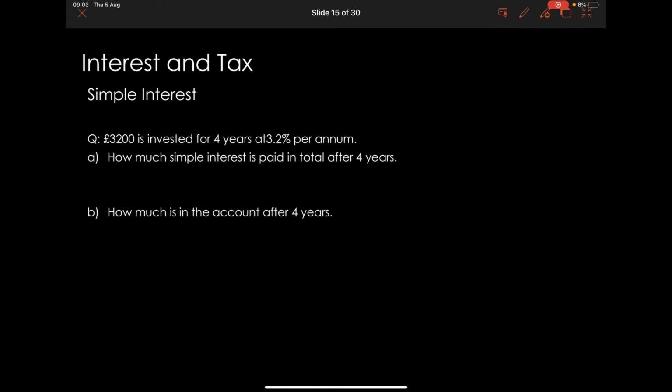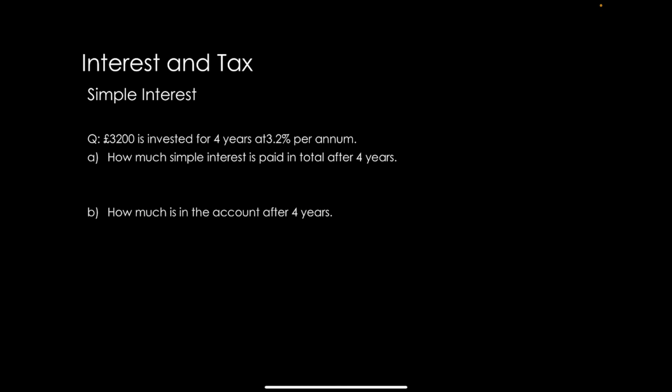Okay, let's move on then to some interest and tax questions. This will also help you with some more of these types of questions, these increase and decrease using a multiplier. So, £3,200 is invested for 4 years at 3.2% per year, per annum. How much simple interest is paid in total after 4 years?